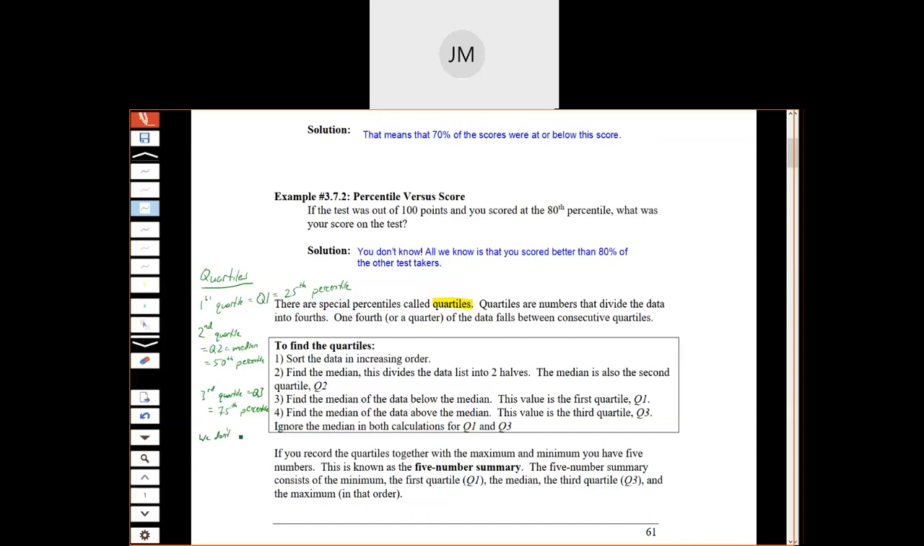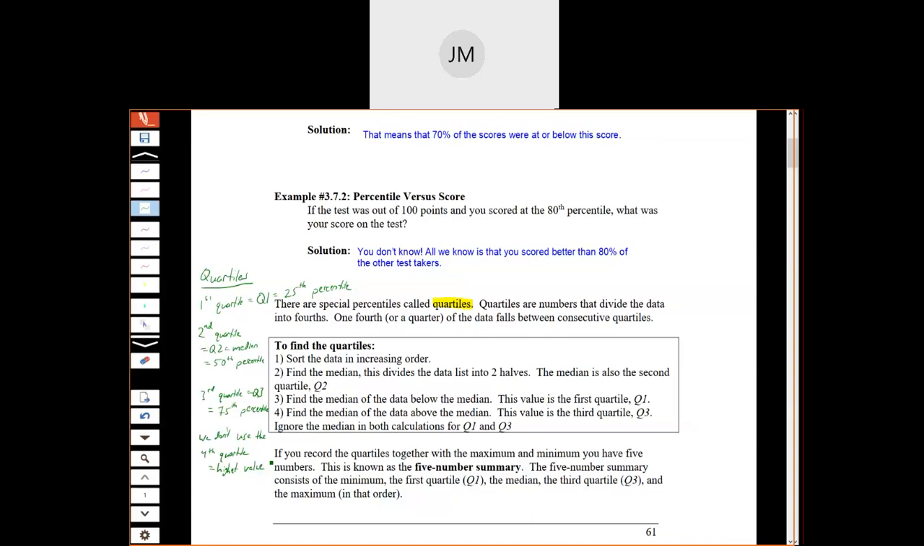So we don't typically use the fourth quartile, because that would just be the highest score, or the highest value in the data set.